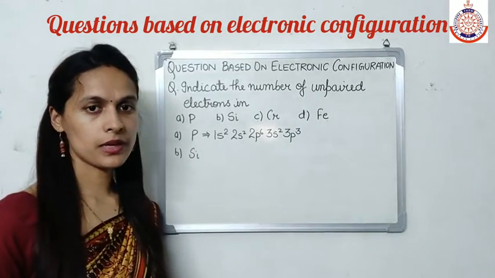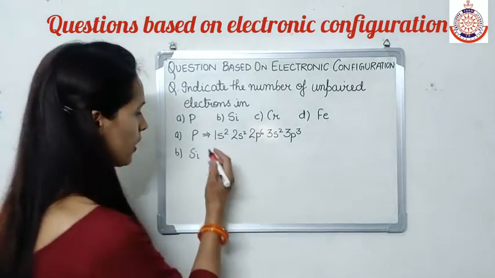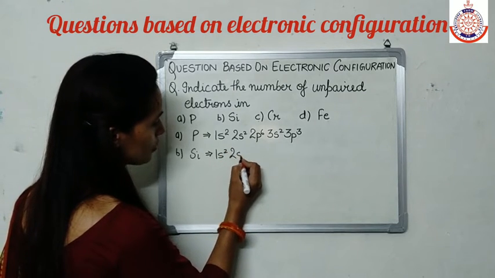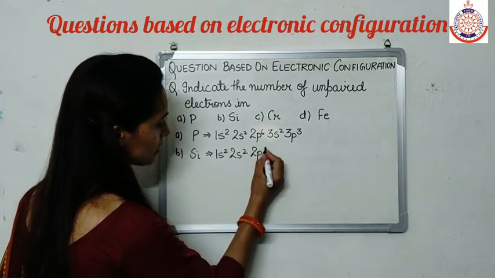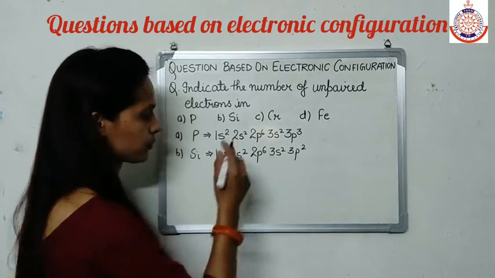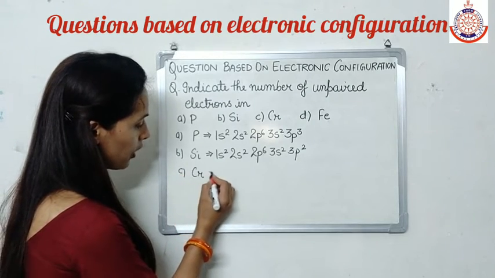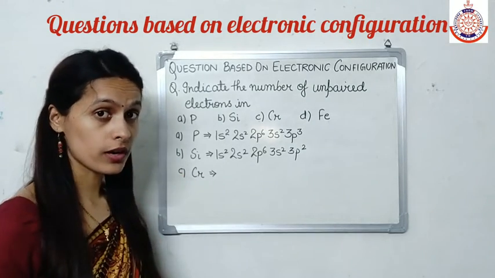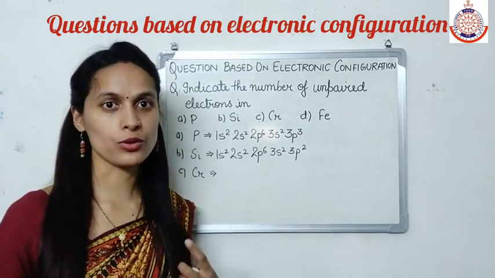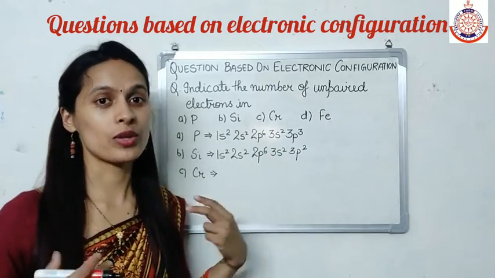Silicon, the atomic number is 14. So the number of electrons is 14. When we arrange these electrons: 1s2, 2s2, 2p6, 3s2, 3p2. Now next one is chromium. Now chromium, 24. Chromium, I think you have studied a lot of times, so you can write the electronic configuration of chromium without my help.